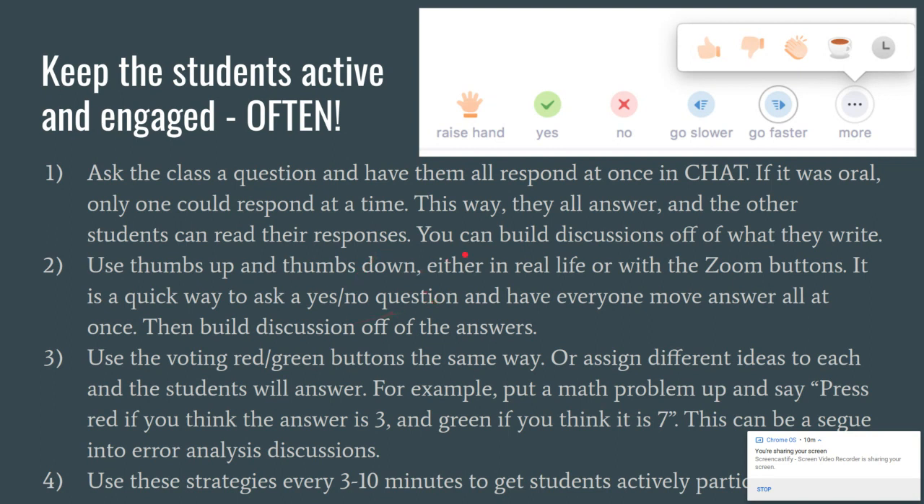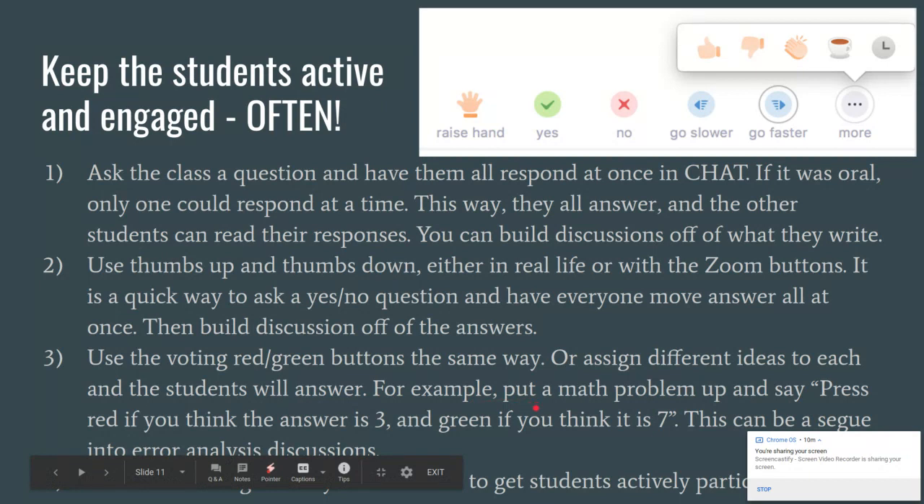Use the thumbs up, thumbs down. So when you're talking about something, ask them a question as to whether they would agree or not. Or even ask them, should I go faster or go slower? Just anytime you're having them do a thumbs up, thumbs down, yes, no, anything like that. You can even assign something like green would count for one thing, red would count for another thing, and have them take a stand on something, and they just use those to symbolize those two different things. And then you can build discussion off of the answers that they give.